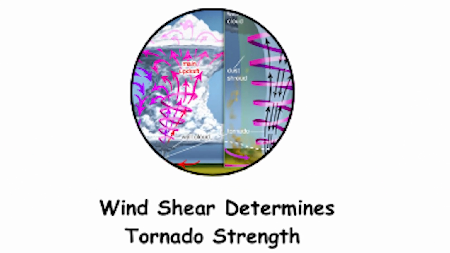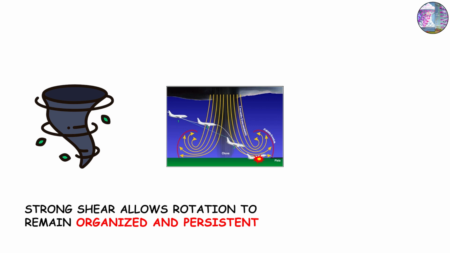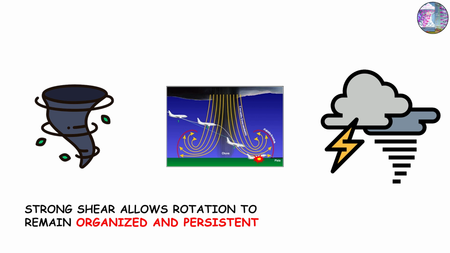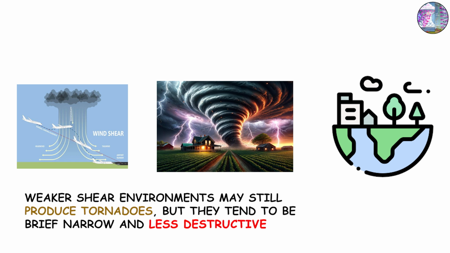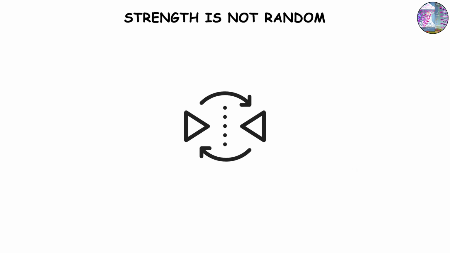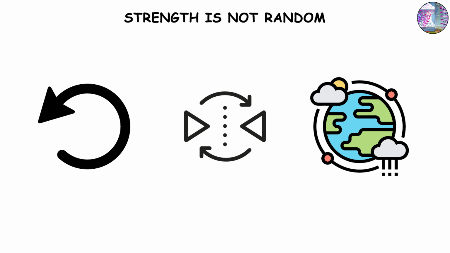Wind shear determines tornado strength. The intensity of wind shear directly affects how strong a tornado can become. Strong shear allows rotation to remain organized and persistent. This gives the storm time to tighten and intensify. Violent tornadoes, including EF4 and EF5 events, almost always occur in environments with extreme wind shear across multiple atmospheric layers. Weaker shear environments may still produce tornadoes, but they tend to be brief, narrow, and less destructive. Strength is not random. It reflects how well the atmosphere supports sustained rotation.